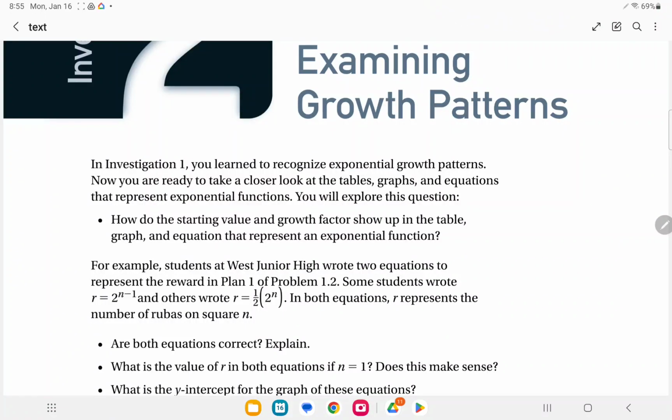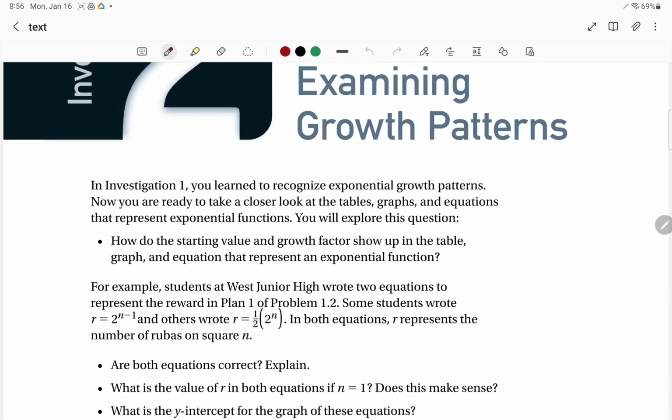In this investigation, we are going to be taking a look at more exponential growth patterns. These are going to be a little bit different, in that if you read this opening paragraph, this is kind of what we're looking at. We have starting values in our graphs now, because not everything starts at 0 or 1. So when we look at starting value, what does that look like? For example, right here, that 1/2, that would be your starting value.